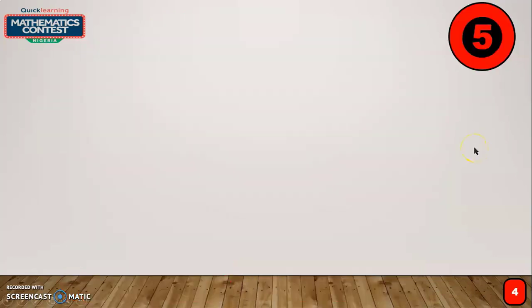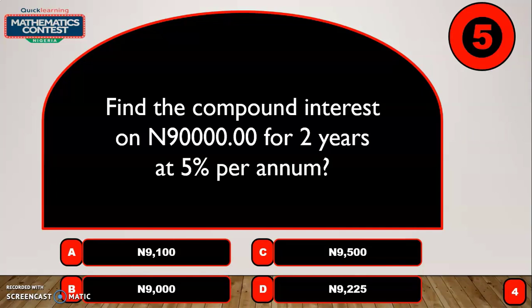Now, question number 4 is find the compound interest on 90,000 for 2 years at 5% per annum. In this case, you're going to use the compound interest formula, the principal into the bracket 1 plus the rate over 100, all squared. Now, ignore the 9,000 first. What you need to do is the percent. That is 5 divided by 100, which will give us 0.05. We add it plus 1, we have 1.05. Then the square of this.